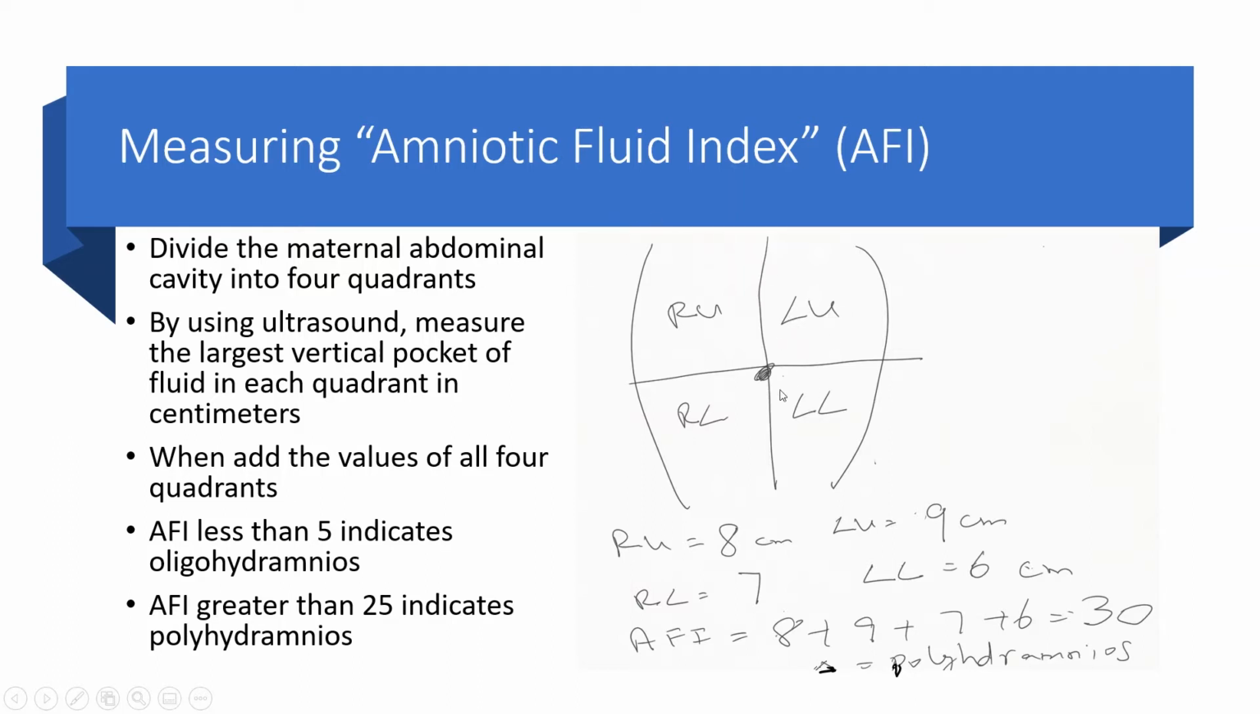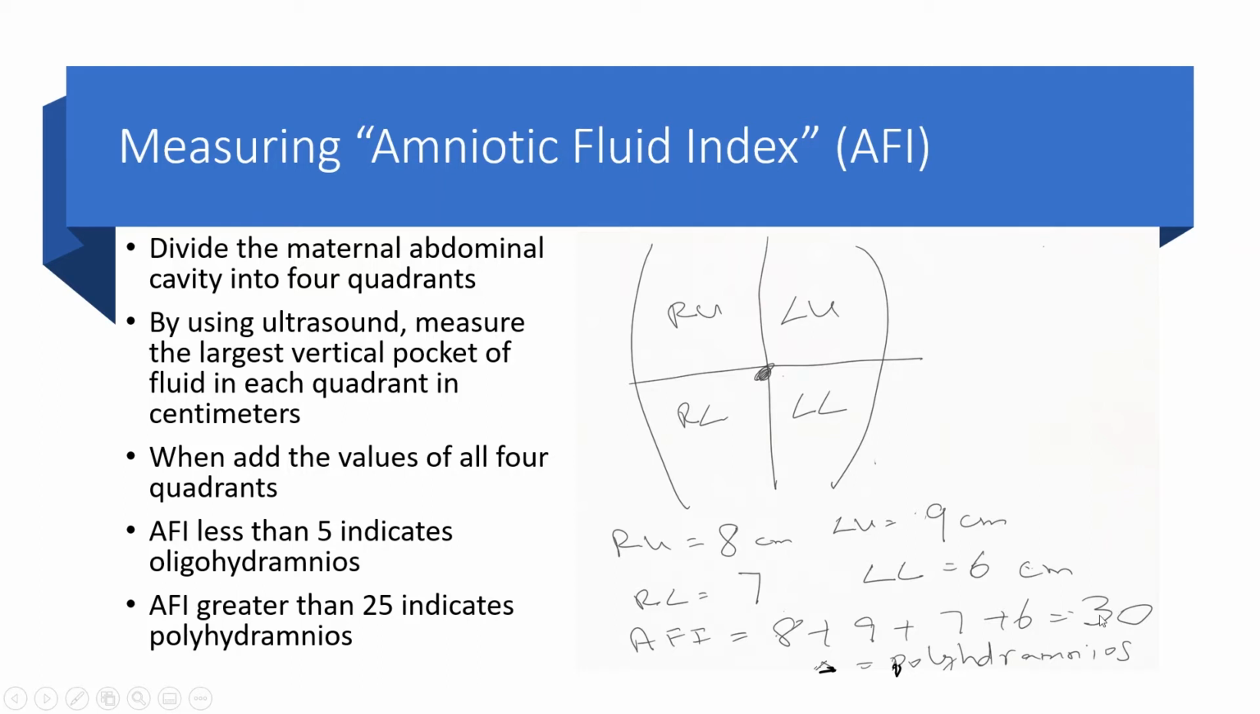After that, using the ultrasound, measure the largest vertical pocket in each quadrant. In each quadrant, measure the largest vertical height. For example, if in the right upper quadrant the largest vertical pocket is 8 centimeters, left upper quadrant 9 centimeters, right lower quadrant 7 centimeters, left lower quadrant 6 centimeters. After that, add all those 4. The sum of all those 4 is 30 in this case.